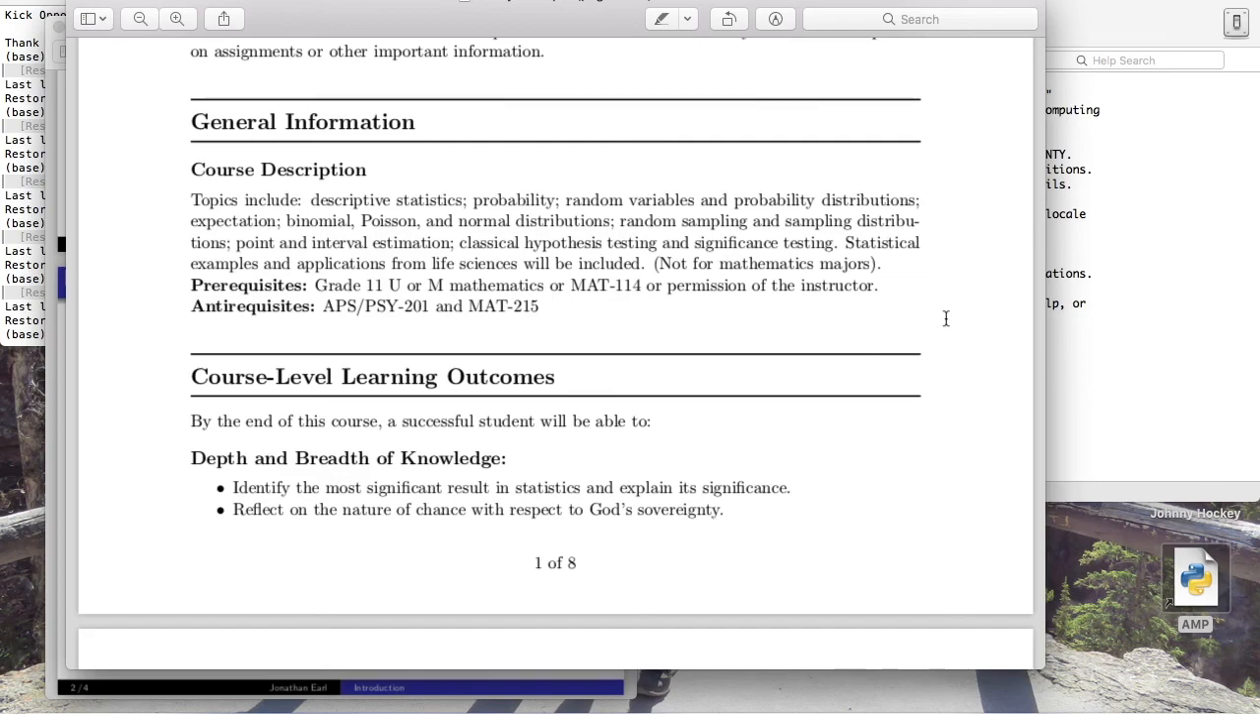So we have a general overview of some of the topics that we'll be covering. We'll be talking about statistics, probability, random variables, distributions, some particular kinds of distributions, so binomial, Poisson, normal distributions. We'll talk a bit about sampling, sampling distributions, different kinds of estimation, so estimation of a point, and also some intervals. And then we'll talk about hypothesis testing, significance testing.